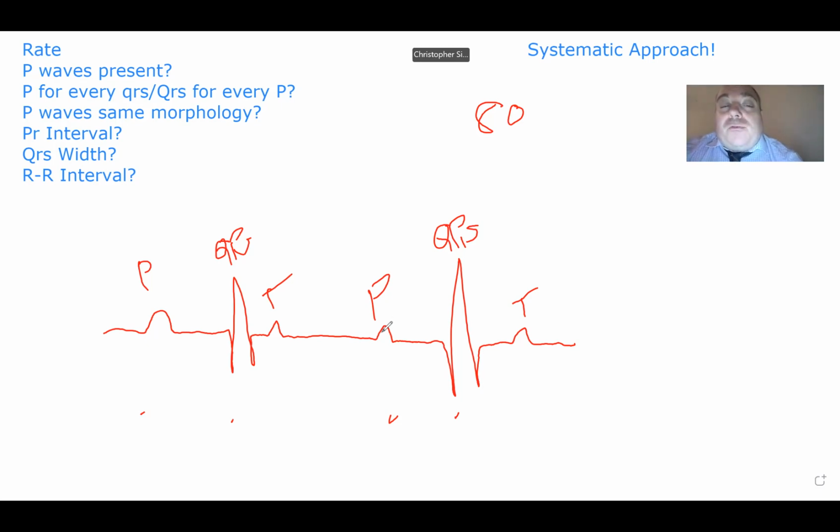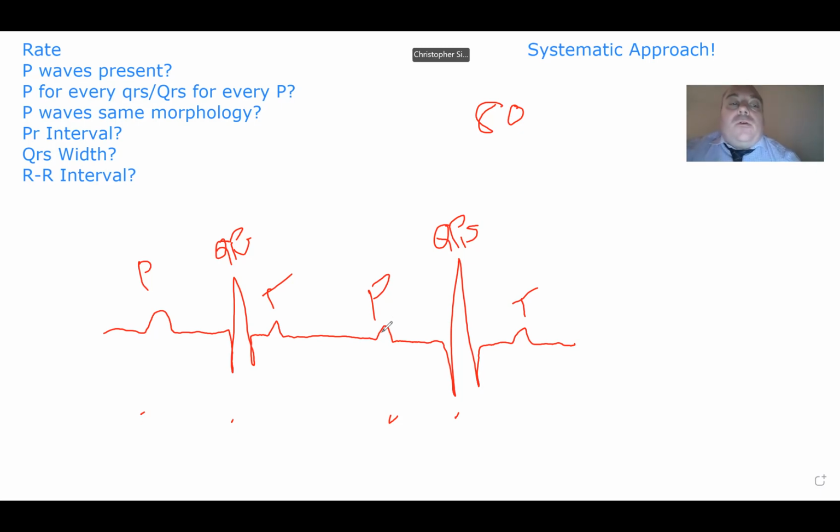When the P waves have different morphologies, they will be very distinctly different. Like one will be round, one will be upside down, one will be a little wizard hat, okay? And then they will repeat in that pattern, all right? So we're going to say we have P waves that have the same morphology.